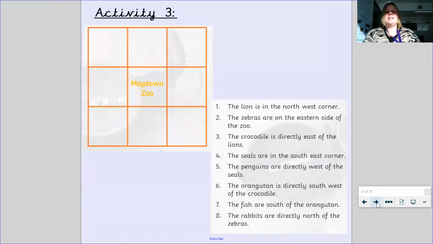And finally, activity 3. You have got a blank grid. You need to draw what you would find in the grid. So the lion is in the northwest corner. So you would find the northwest corner. You've got your compass to help you. And then you can draw your lion here because that is where your lion is.